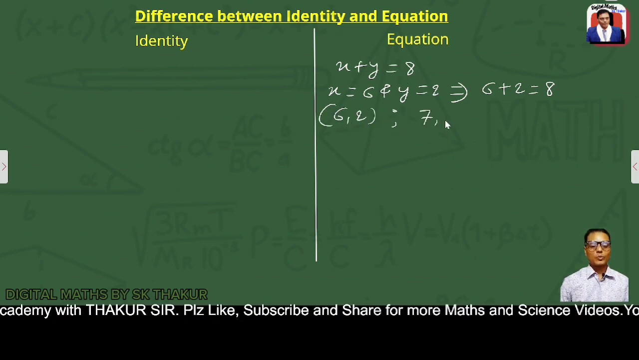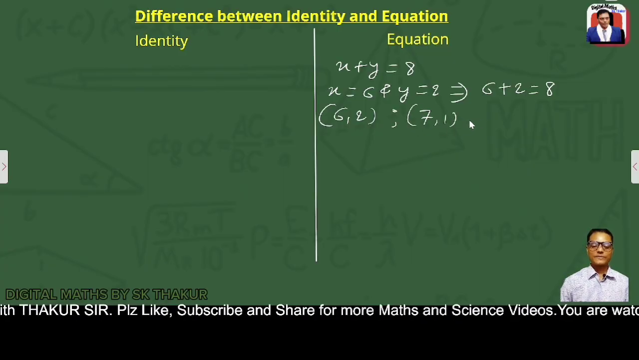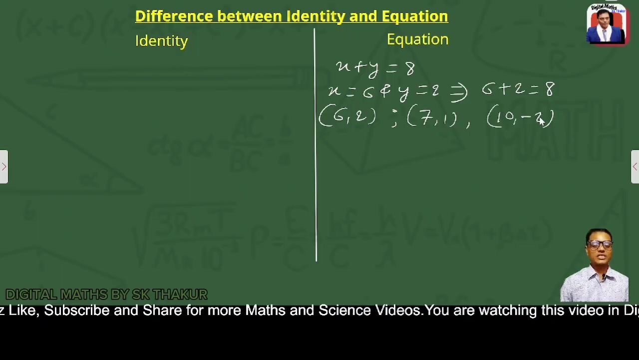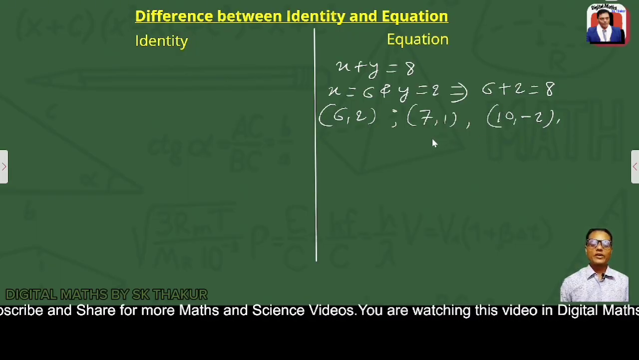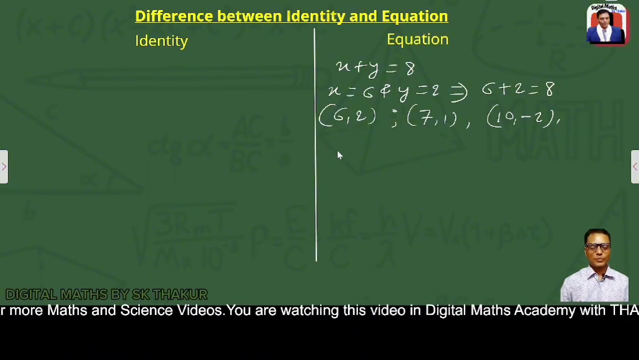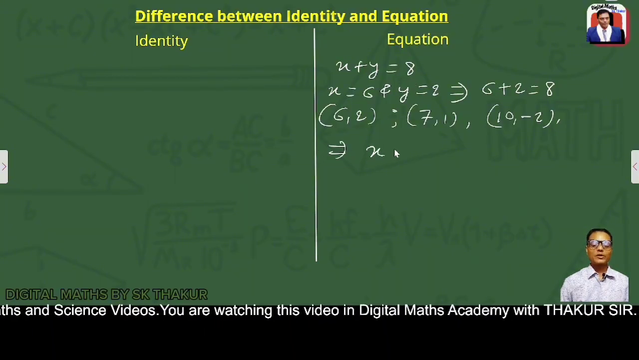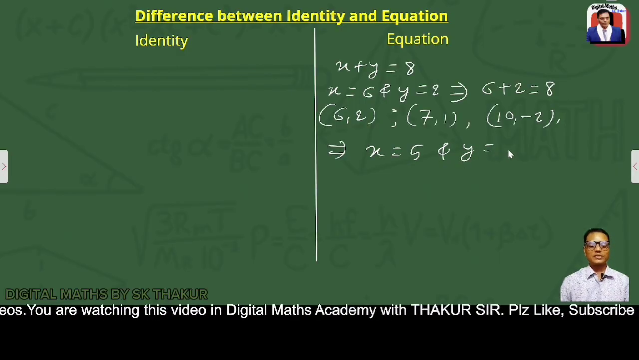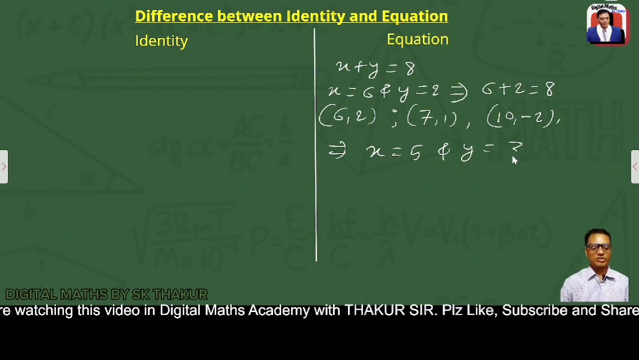Similarly 7 comma 1, right, also satisfy the relation. Likewise we can say that 10 comma minus 2 also satisfy the relation. So there are so many values of x and y that satisfy the relation x plus y equals to 8. But when we put the value of x as 5 and that of y, we can say anything, right, that is 3, right?